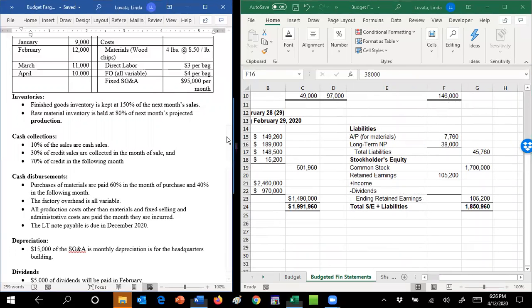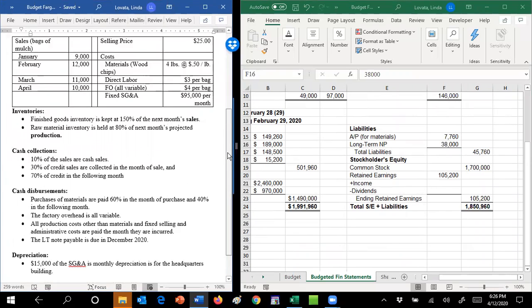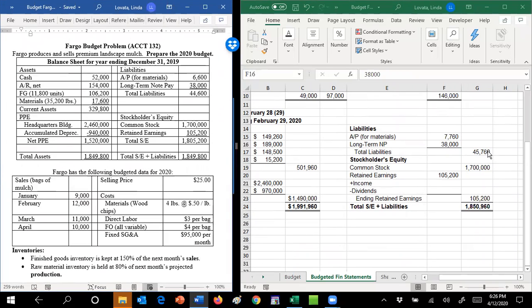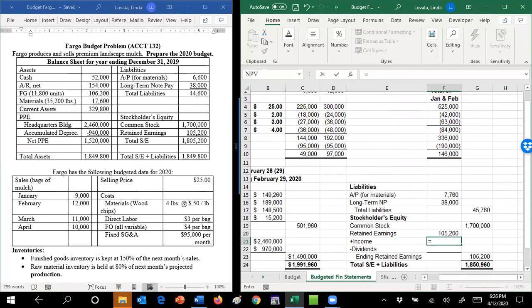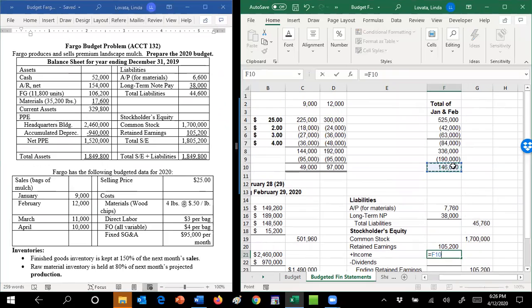I had a loan outstanding that I haven't paid anything on, so that's still sitting there. My common stock hasn't changed. Beginning retained earnings is here. My income needs to be this number here, or I could have added the two. My dividends was $5,000.